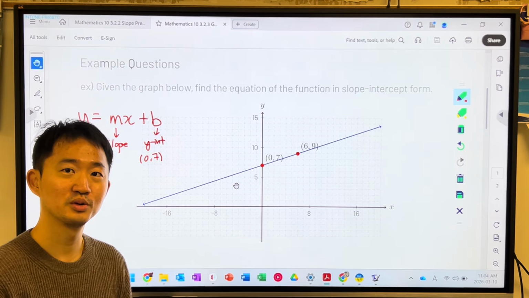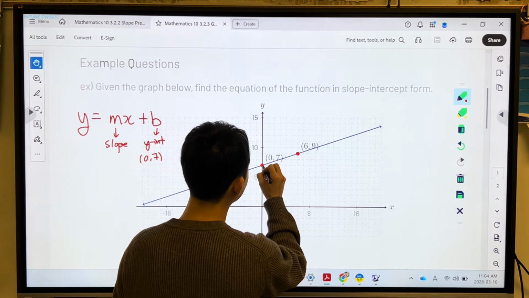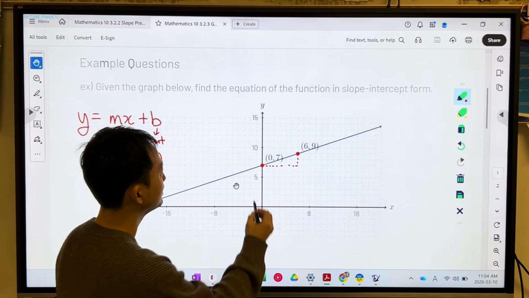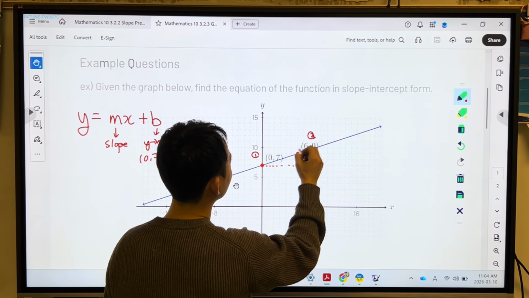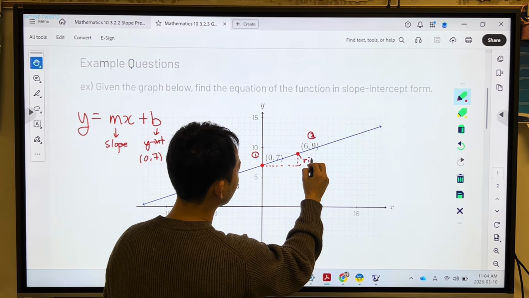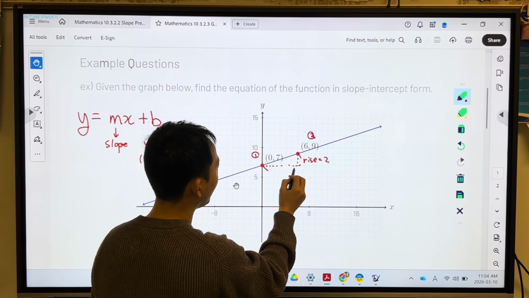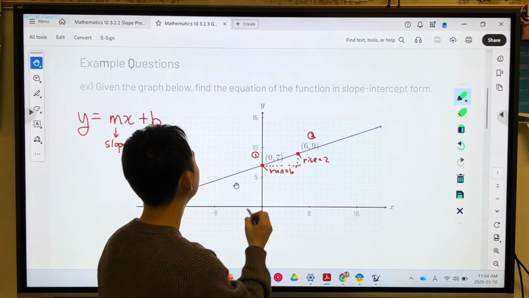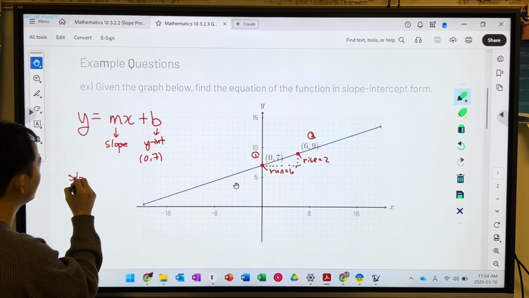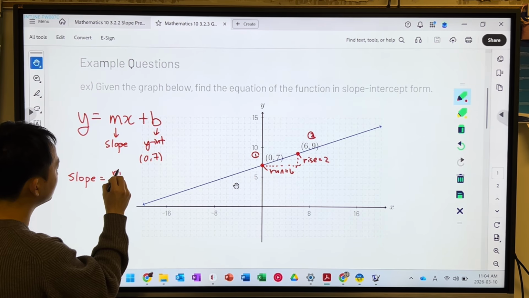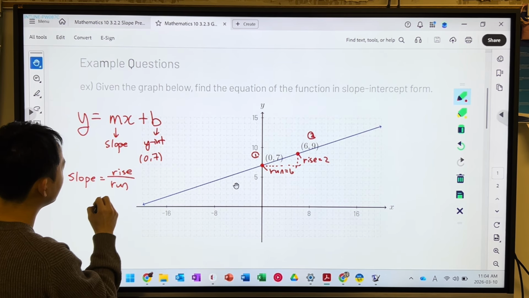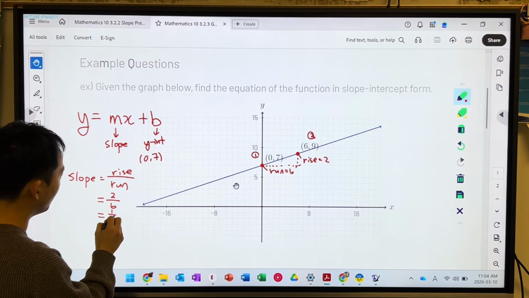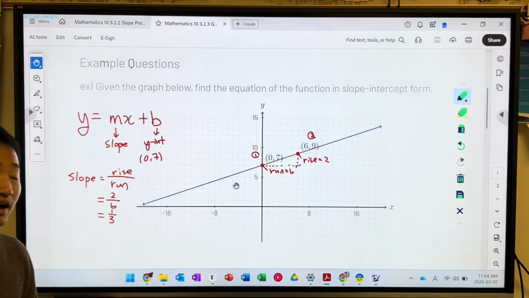Well, let's use the slope formula, the rise over run here, to go from one point to the other point. I think we're rising by 2 points, and we're running by 6 points. So if I use the slope formula, slope equals rise over run. The rise is 2 and the run is 6, so that's 1 over 3. So I found the slope, 1 over 3.